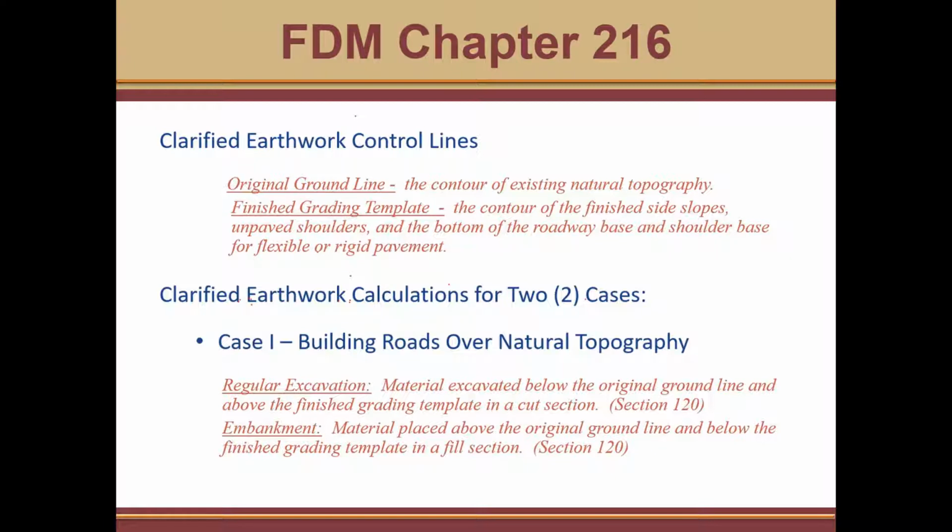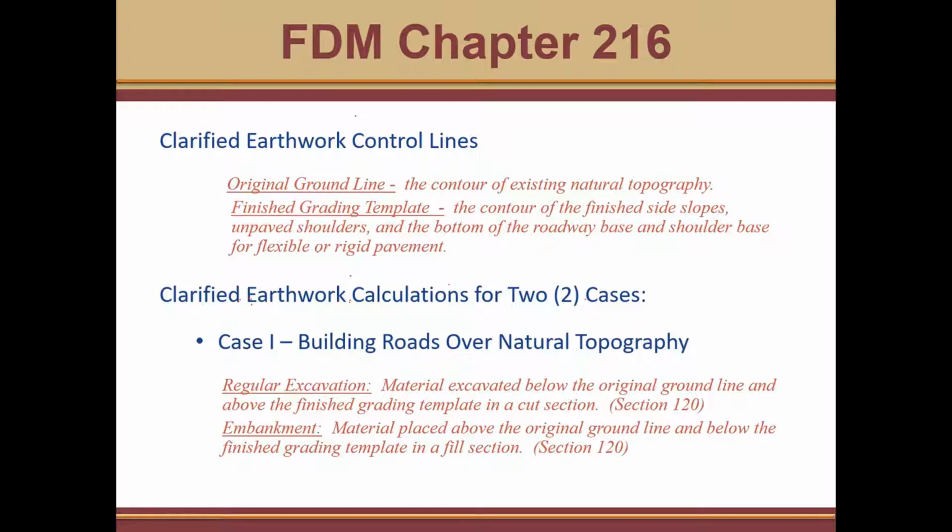The original ground line is defined as the contour of existing natural topography, and the finished grading template is defined as the contour of the finished side slopes, unpaved shoulders, and the bottom of the roadway base and shoulder base for flexible or rigid pavement. And we define those control lines for two cases. Basically, case one is where we're building roads over natural topography, and that's kind of how section 216 was written before. We're going to add a second case where we're actually building roadways over existing roadways.